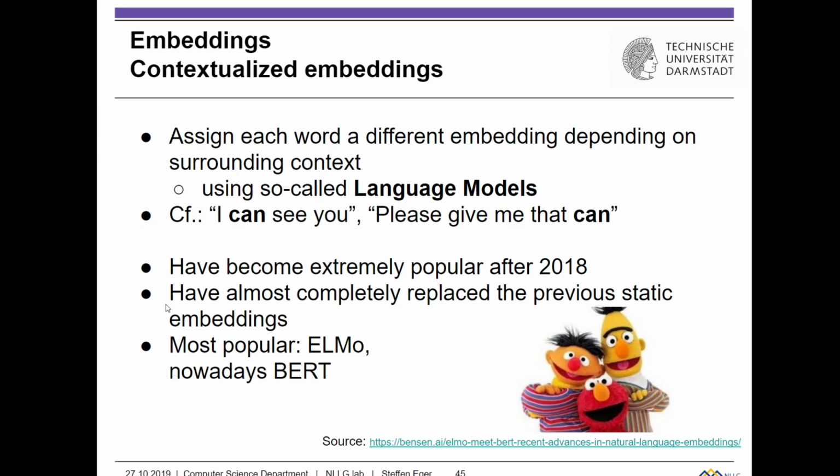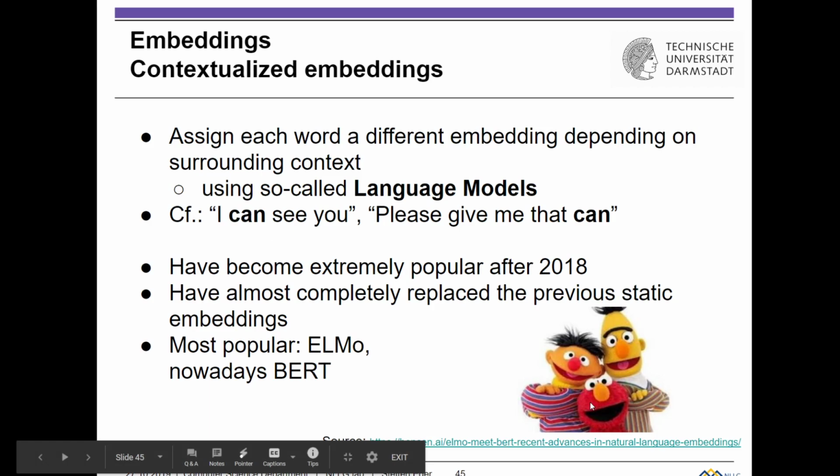For example, the word can is given here in two sentences, and you see that it's used very differently. In one case it's a verb, in the other case it's a noun, and it has a very different meaning. But the old models like Word2Vec would give the same vector to these. Now these contextualized embeddings give embeddings based on the context. And they have become super popular after 2018 with Elmo first. And then quickly after Elmo came Bert.